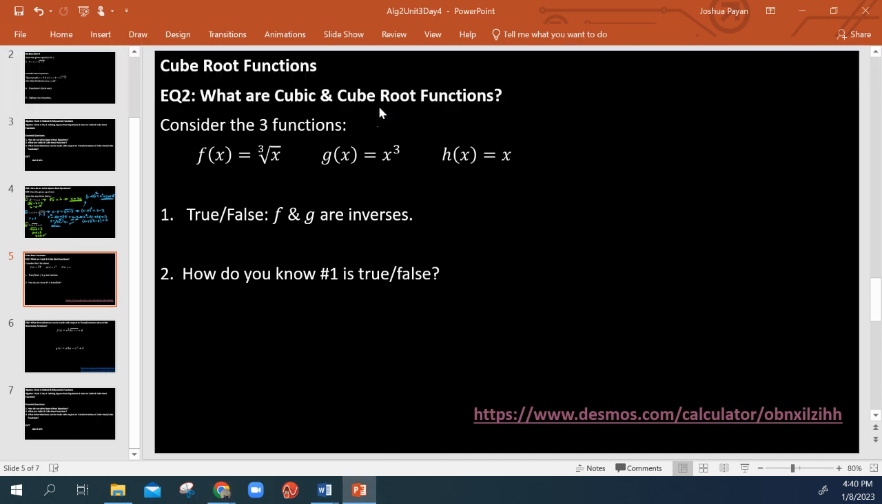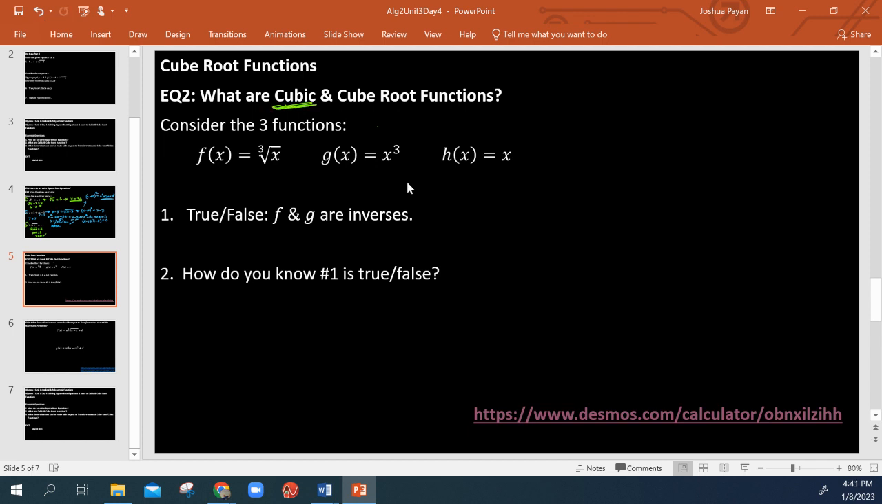Okay, so this video is going to be the second of three total for Unit 3, Day 4 in Algebra 2. And this video is just going to talk about what are cubic and cube root functions, right? So here we see the parent functions of both.